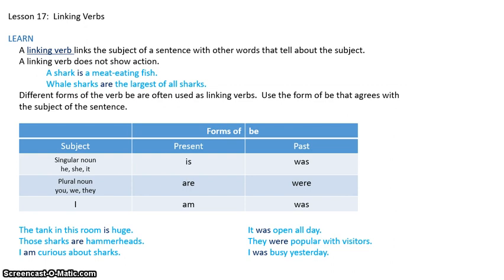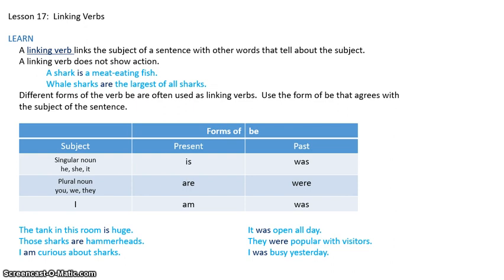So the next example down underneath the chart says, the tank in this room is huge. Now, in this room is not the subject of the sentence. That's called a prepositional phrase, and we're going to talk about those more later on. But the whole sentence is about the tank. The tank is what? It is huge. So is is the linking verb, and it is linking the tank with the word huge. Huge in this case is describing it. It's an adjective for how big the tank is.